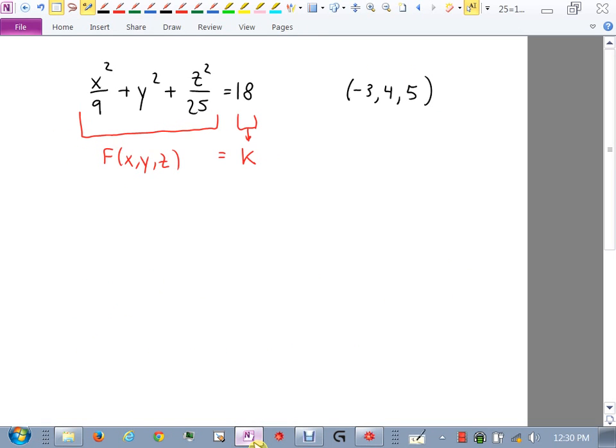So I need a couple things. I need the gradient. So I need the partials, right? Partial of f with respect to x, y, and z. I'll do that first. Partial with respect to x is 2/9 x. Partial with respect to y is 2y. Partial with respect to z is 2/25 z. That derivative was pretty clean, wasn't it? Because this just has x's, just y's, just z's, so we didn't need any special rules.